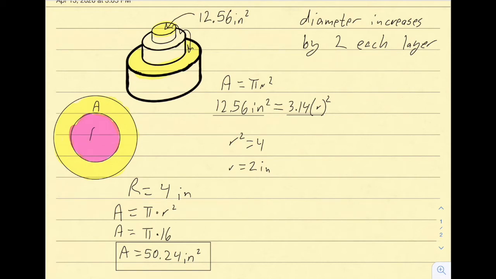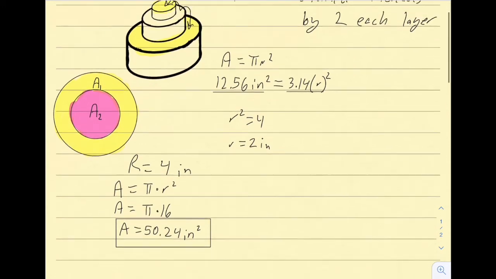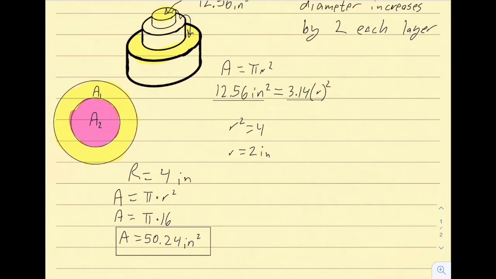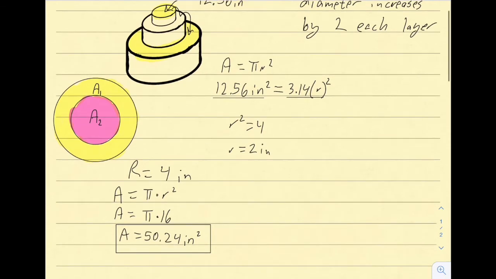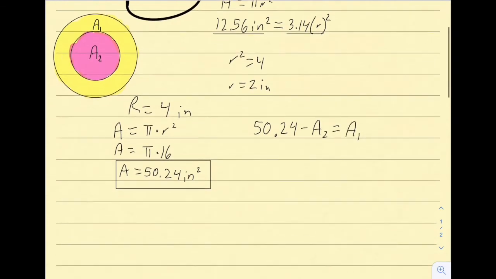We'll call it A1 and A2. So A1 is what I want to find, and A2 I need to get rid of. So here's my strategy. If I were to cut out A2 from the whole area, I would get the area I want. So I'm going to do subtraction: 50.24 minus A2 will equal A1. That's my theory. So let's work through it.